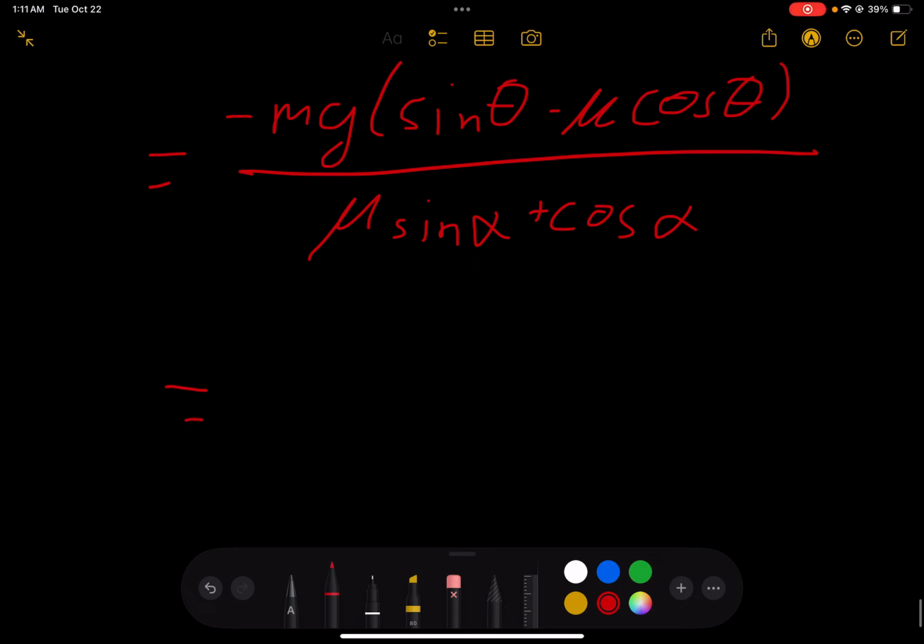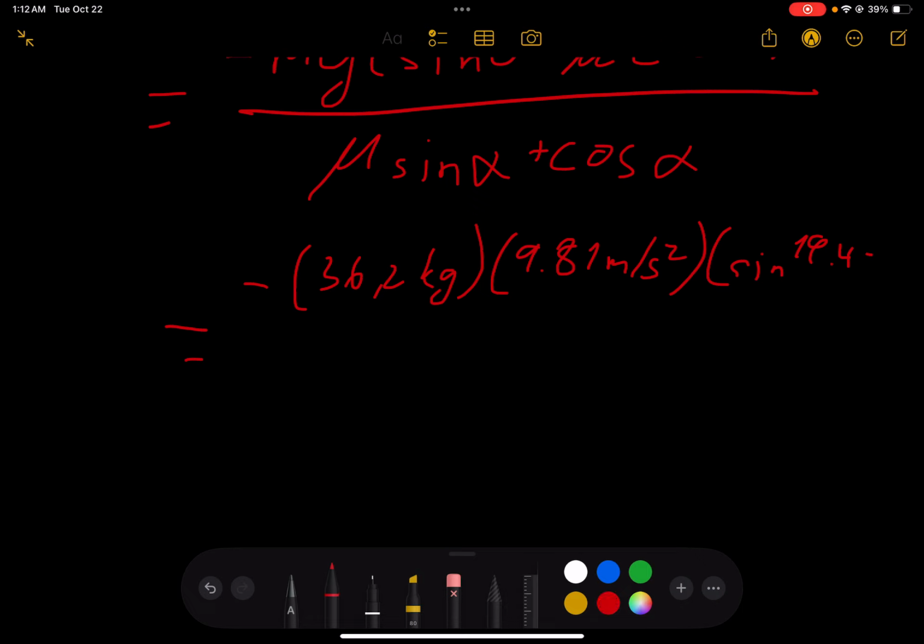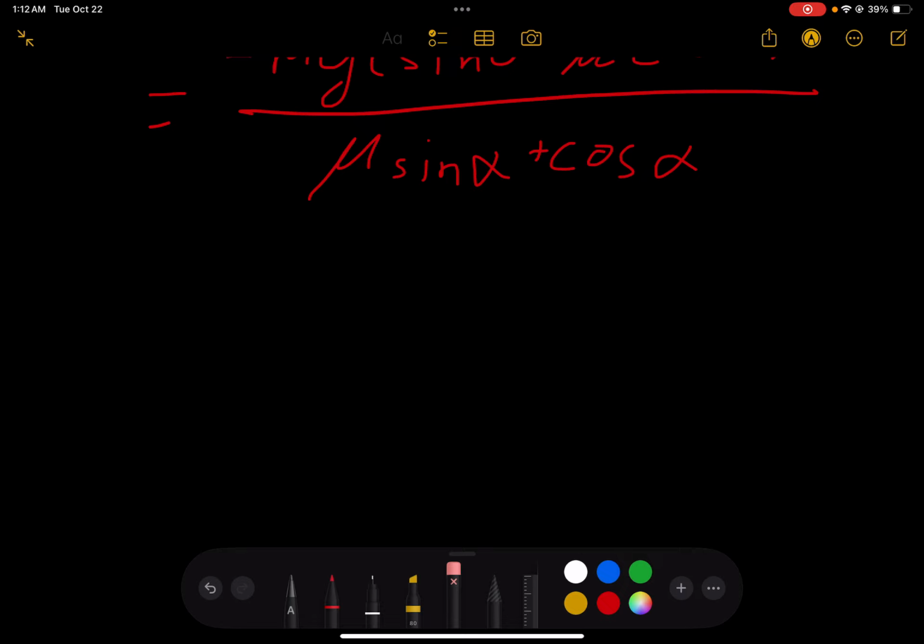And when we substitute it, it's minus 36.2 kilograms times 9.81 meters per second squared times sine 19.4 minus, oh, I should have moved this. Wait. Okay, wait. Oops, sorry. You can just skip ahead.